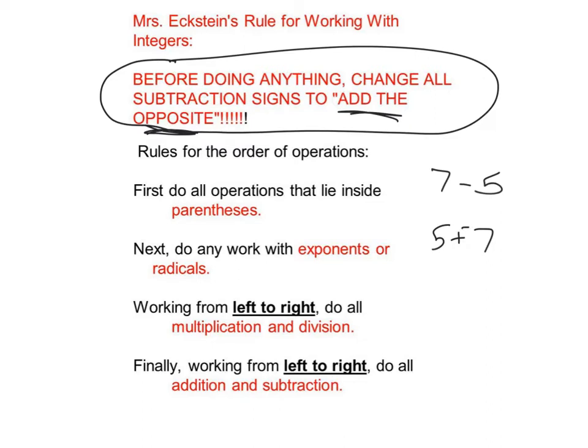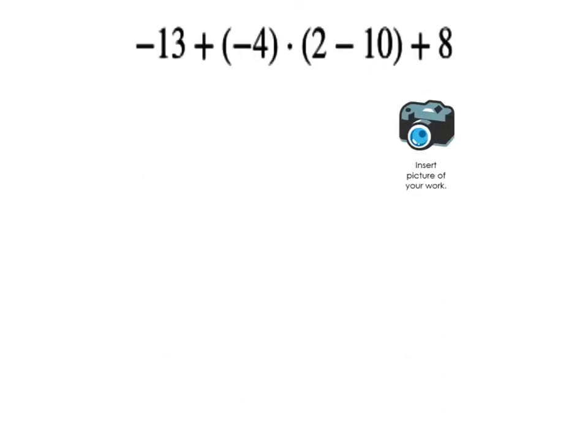Rules for order of operations. Change your subtraction to add the opposite. Then do everything that lies inside the parentheses according to the operations. Then do exponents or radicals. Then work from left to right for multiplication and division. Then last, left to right, addition and subtraction.